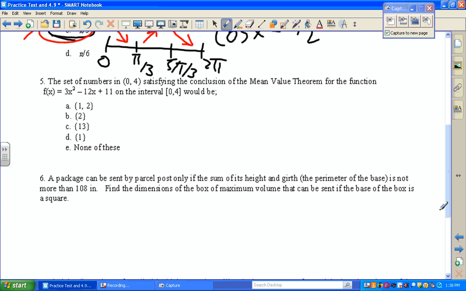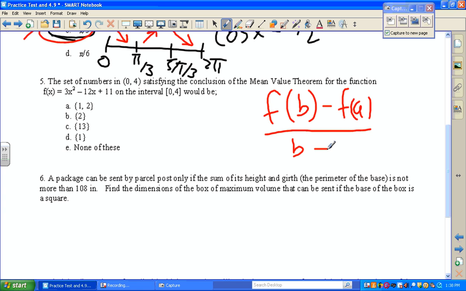Sure, the mean value theorem. F of B minus F of A, right, over B minus A, all over B minus A, equals F prime of C. So on this one, it says it has to be between 0 and 4. The derivative, 6x minus 12 equals, oh, we got to find the slope.